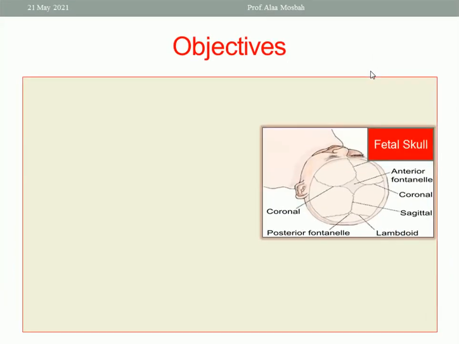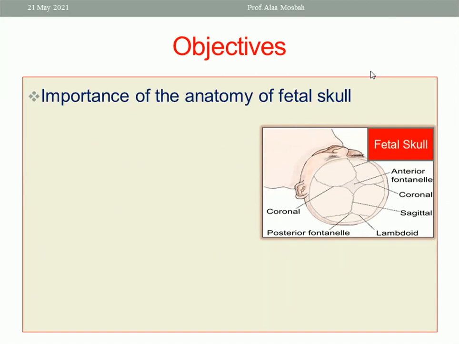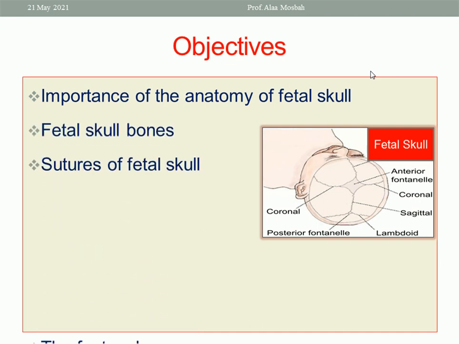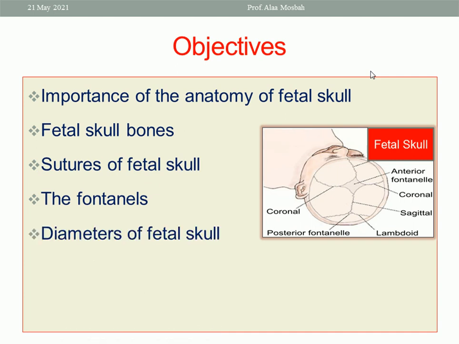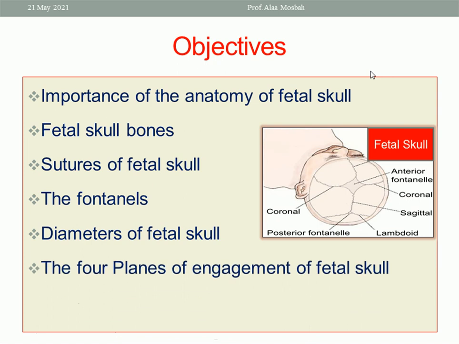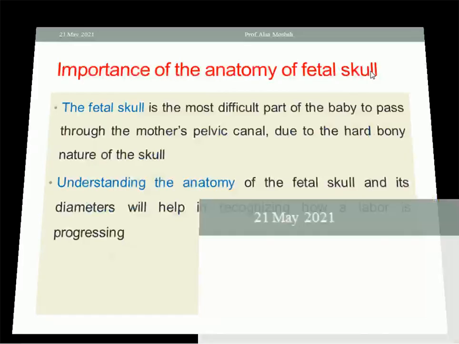So what we wanted to discuss today: the importance of the anatomy of the fetal skull, bones, sutures, fontanelles. What is the diameter of the fetal skull? The forceplane of engagement of the fetal skull, and lastly, what is the cephalic presentation? Let us start our journey.